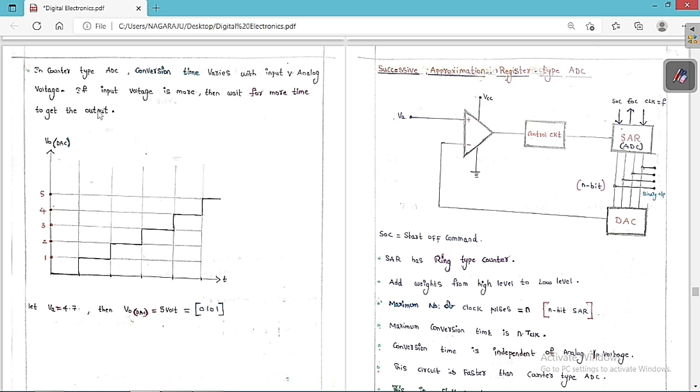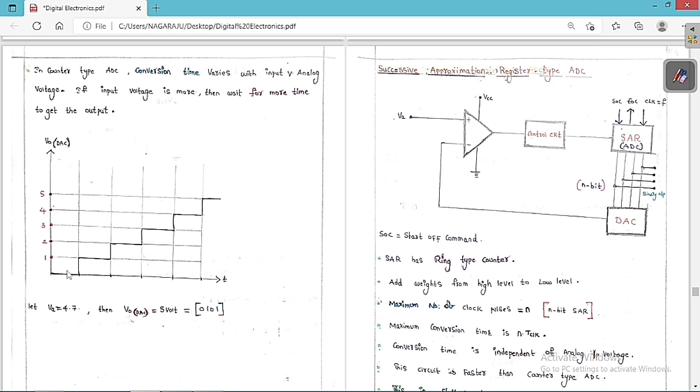So we can say the conversion time depends upon the number of bits and also on the input voltage. So in a counter type ADC, the conversion time varies with input voltage. If the input voltage is more, then wait more time to get the output. That is what I am trying to tell you. So V0 DAC is nothing but the output voltage of the DAC with respect to time.